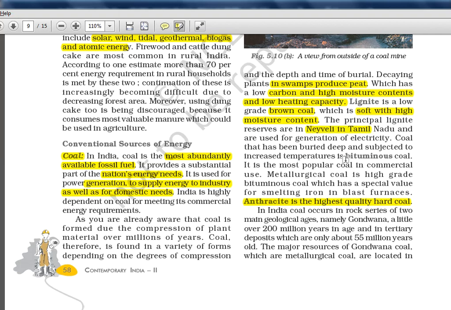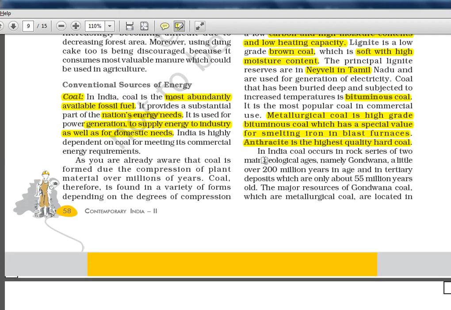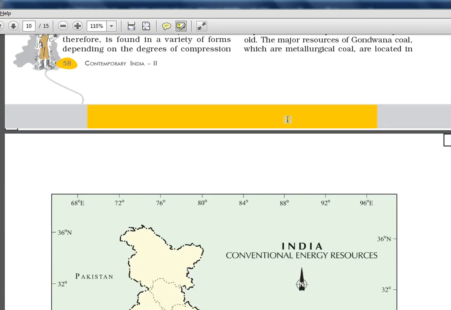Then bituminous coal. Bituminous coal is the most abundant. It is there almost everywhere across India. Locations we'll see on the map later. Then metallurgical coal is high grade bituminous coal which has a special value for smelting iron. So it is used in the smelting of iron in the blast furnaces also. Anthracite, like I told, is the highest quality hard coal, and it's found in Jammu and Kashmir actually. Okay, so you know those basic things also. Anthracite is in Jammu and Kashmir, lignite is in Neyveli, then bituminous is almost everywhere. Peat coal, again, will be there in pockets here and there. It's not much important. It's low grade, low carbon content.